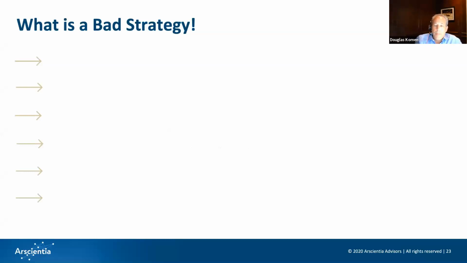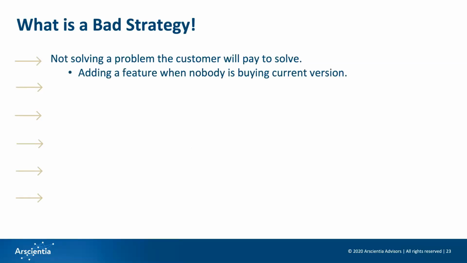Now I'm going to give you a few examples of what a bad strategy is, and then we'll talk about a good strategy in a few more slides. One, we talked about the market size, and not solving a problem the customer will pay to solve is really critical. One example of that is often it is a problem, but people are so busy today. If it's not one of the top 3 problems, they're probably not going to do it.